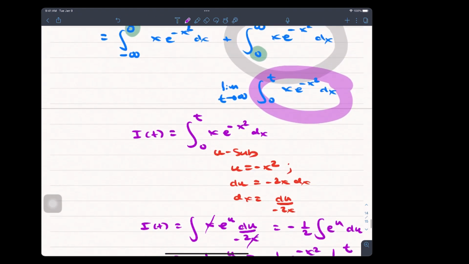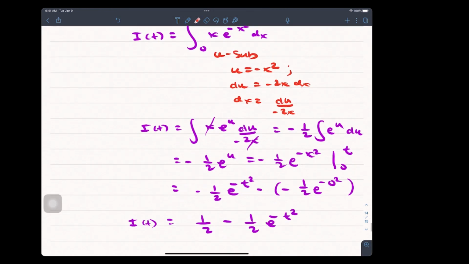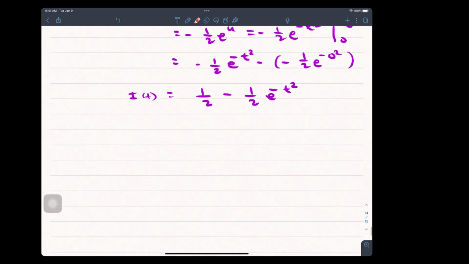So you want to now take the what? Take the limit. What are you taking the limit of? T goes to infinity. So what happens as t goes to infinity? You can say as t, we'll put that in red, the limit. So as t gets big, where does this I of t go to?